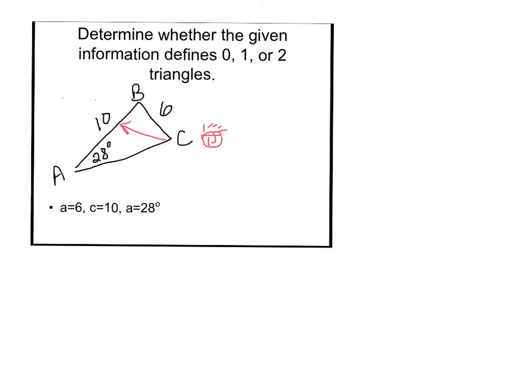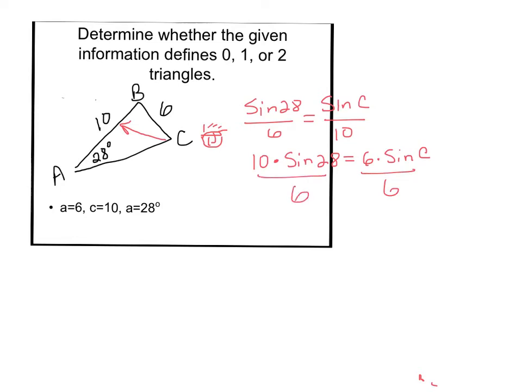Okay, well, I have angle A and side A, so I'm going to use that for the law of sines. So I have sine of 28 degrees over its opposite, 6, is equal to sine of C, I don't know what angle C is, all over 10. We're going to go through this again and cross multiply. Multiply 10 by sine of 28, and that's going to equal 6 times sine of C. Divide both sides by 6. I'm going to pull out my calculator, and don't forget, the 28 has to be in parentheses or your calculator is going to make a mistake.